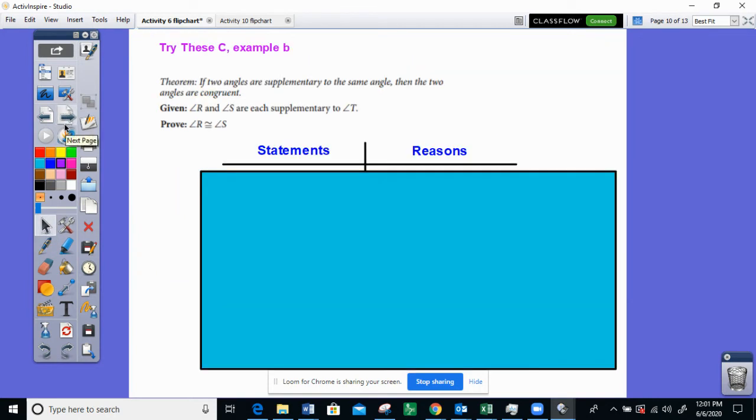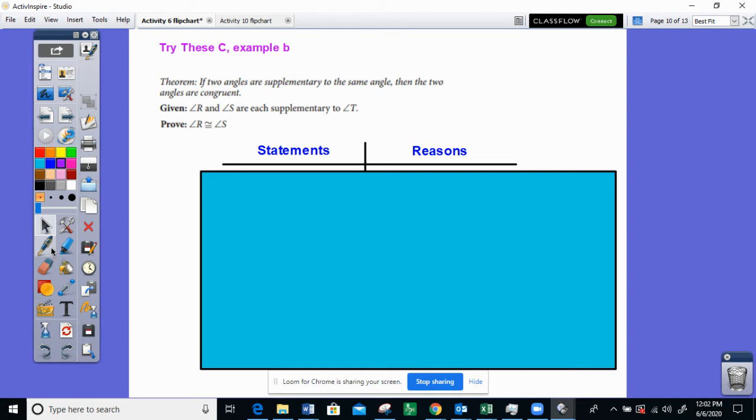Okay, so here's an example of a 2-column proof where we've got just the given information and what we're trying to prove, and they don't give us any information to start with. We've got to do the whole proof ourselves. Okay, so it says given angle R and angle S are each supplementary to angle T.